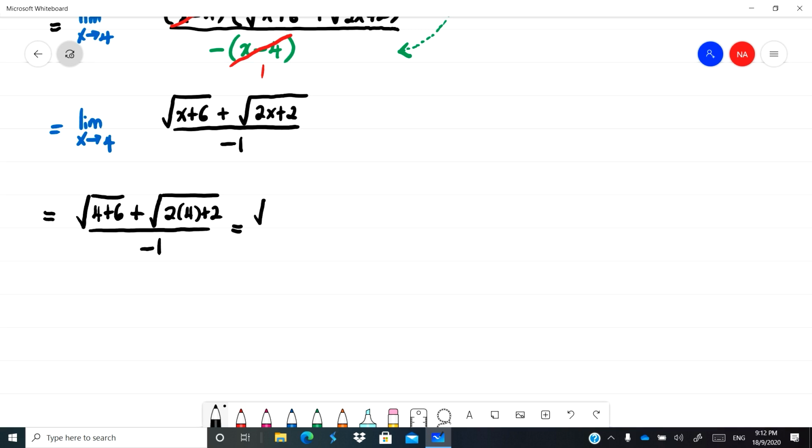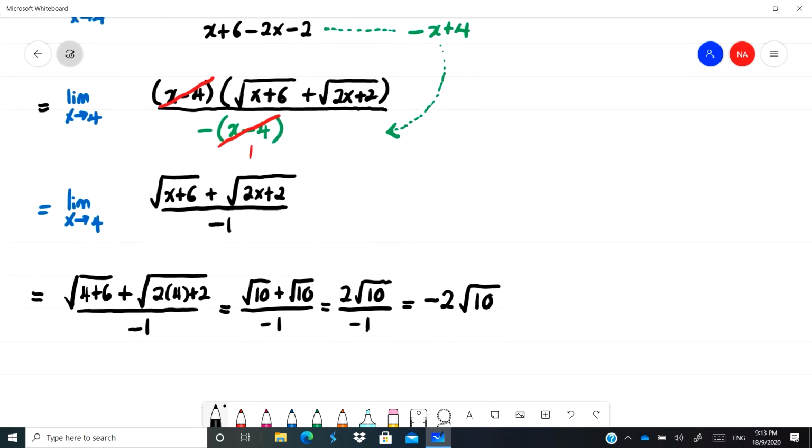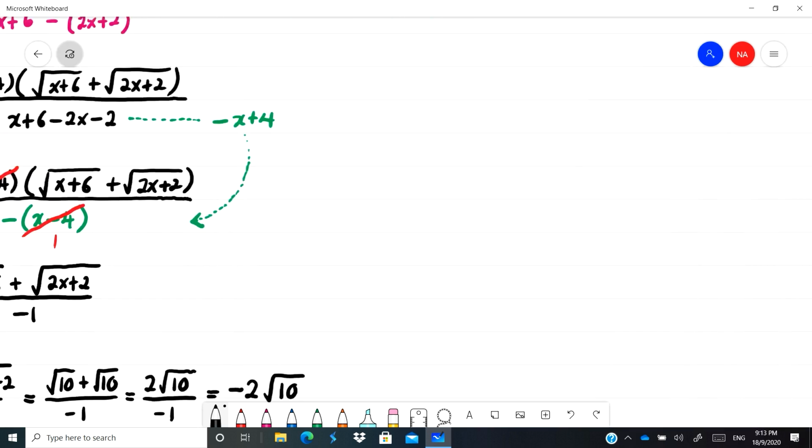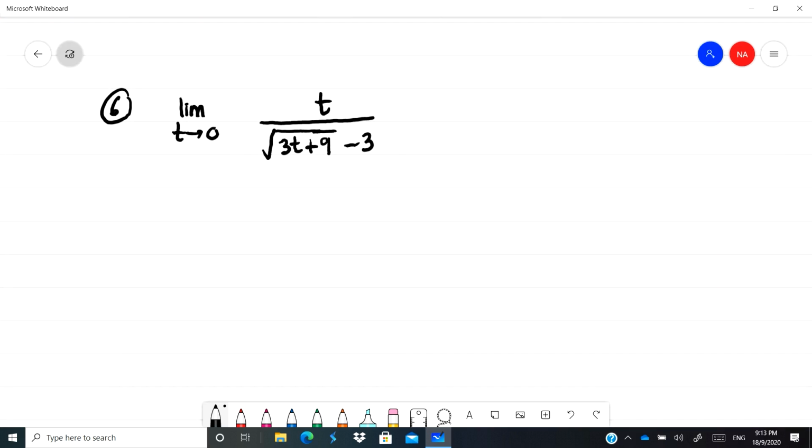So this will be square root 10 plus square root 10 over negative 1, which simplifies to 2 square root 10 over negative 1. 2 divided by negative 1 is negative 2, so the answer is negative 2 square root 10. This is all algebra, not calculus. The calculus part is where we substitute the limit and so on, but simplifying the conjugate and the terms is algebra. If you think you are very weak at algebra, go back and look at some algebra exercises.